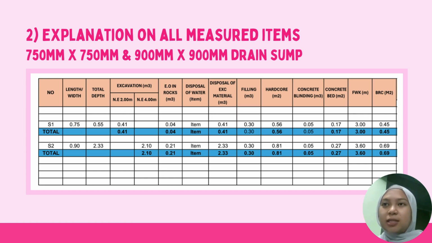Today I will explain the schedule of sum for sum 1 and sum 2, where the size is 750 mm for sum 1 and 900 mm for sum 2. The first item that we will measure on the schedule is excavation in meter cube, which is the length times width times the total depth.